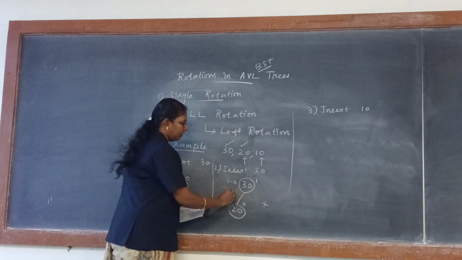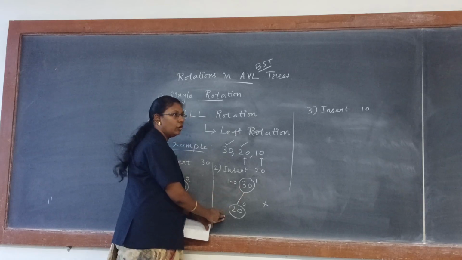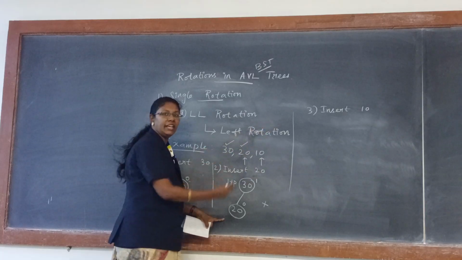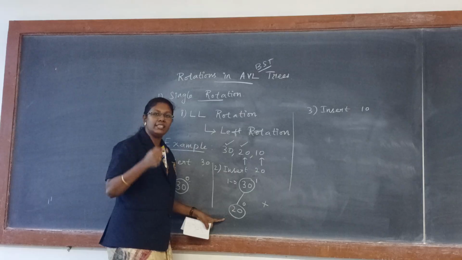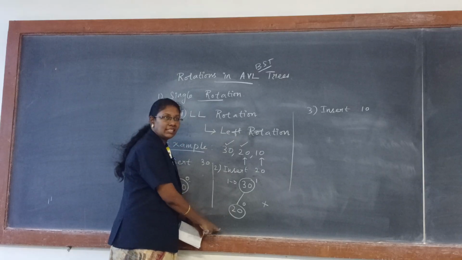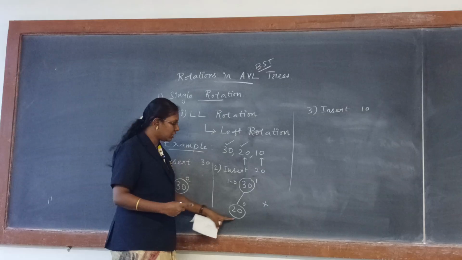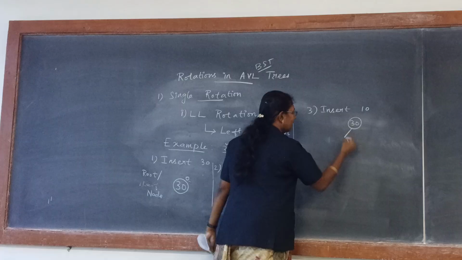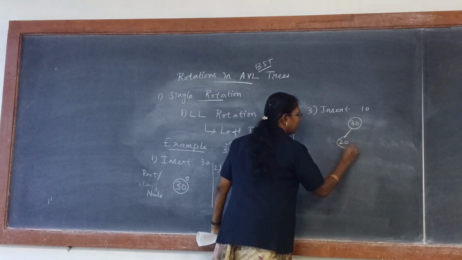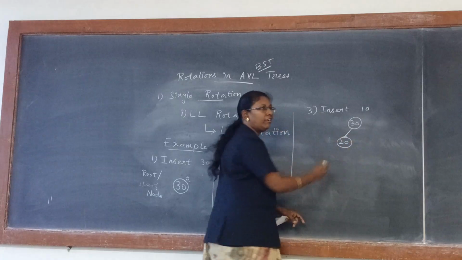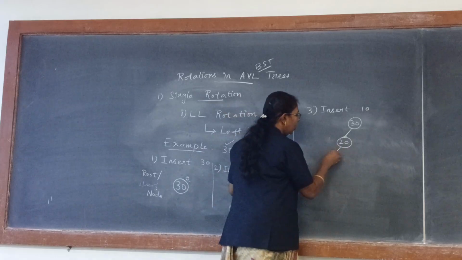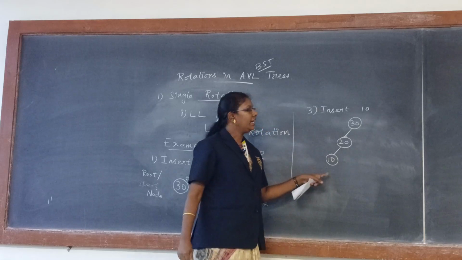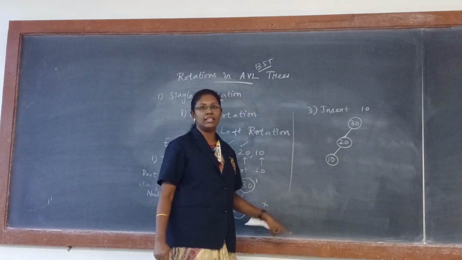And again, comparing with this node, 20 is the higher value compared to 10. So I'm going to insert this 10 towards the left child of 20. That means 30 is the root node and its left child is 20, and comparing 10 with 30 and 20, 10 is the smallest, so I am going to insert 10 in this position. Now I need to find the balance factor for all these nodes.